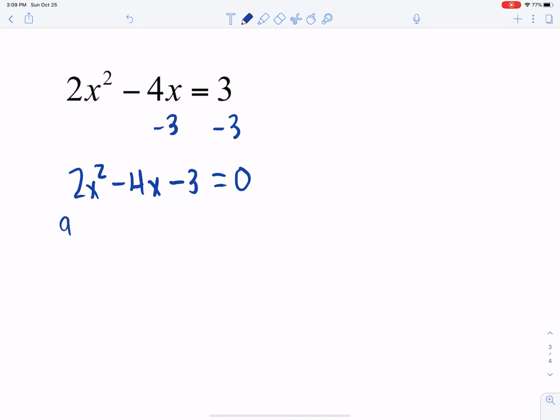So looking at this, A is the number in front of x squared, which is 2. B is the number in front of x, which is negative 4. And C is the constant term at the end, which is negative 3.